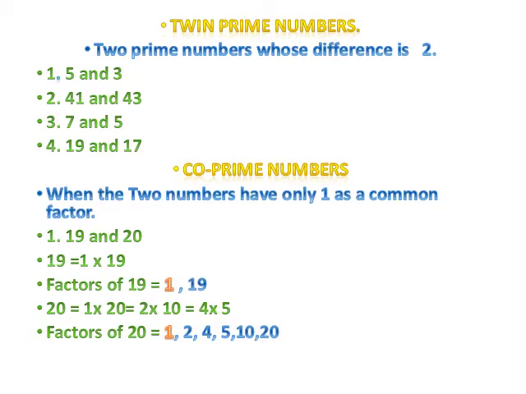If you observe the factors of 19 and the factors of 20, only 1 is common in both. So these two numbers are called co-prime numbers. When two numbers have only 1 as a common factor, they are called co-prime numbers, because among the factors only 1 is common between the two. Therefore 19 and 20 are co-prime numbers.